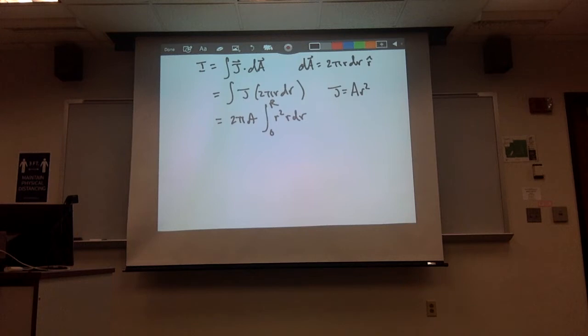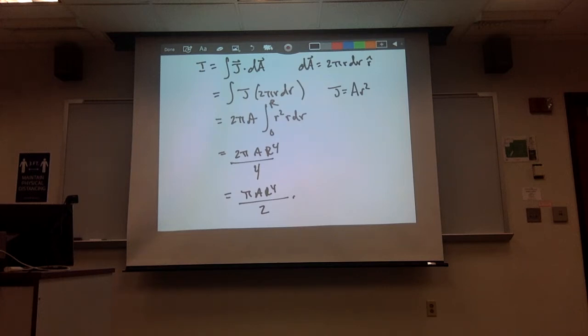Okay. What's r squared times r? R cubed, good. And if I integrate r cubed dr, what do I get? R to the fourth. Good. So this becomes 2 pi a capital R to the fourth all divided by 4. Or that 2 is going to cancel with the 4, so it becomes pi a R to the fourth all divided by 2. So this is my current.